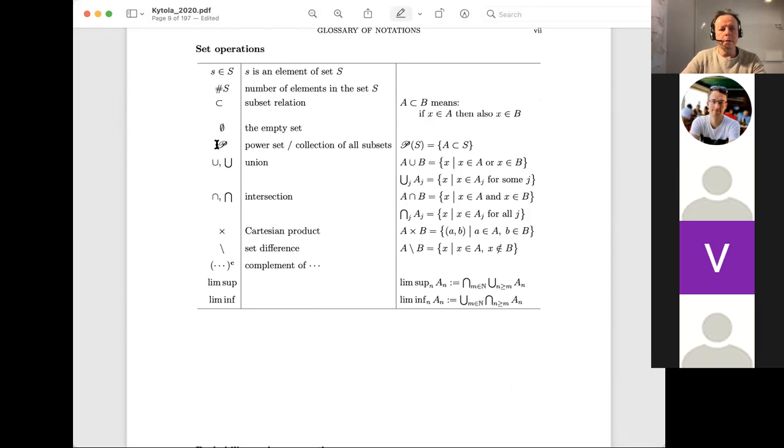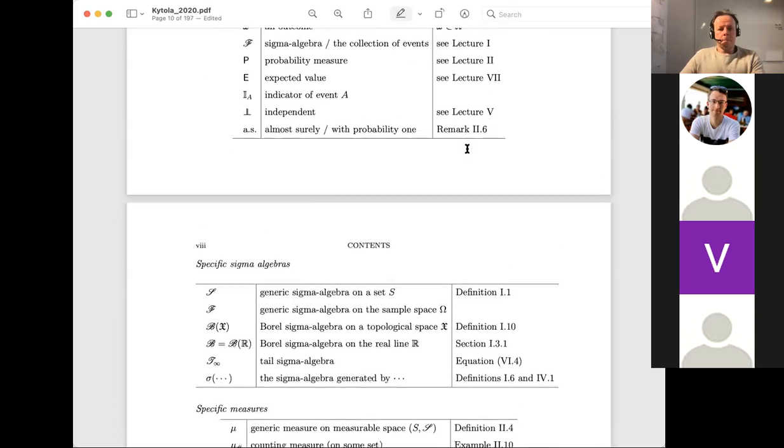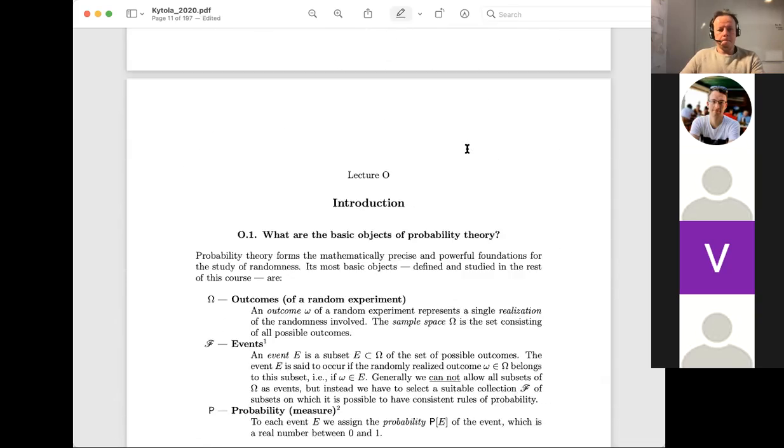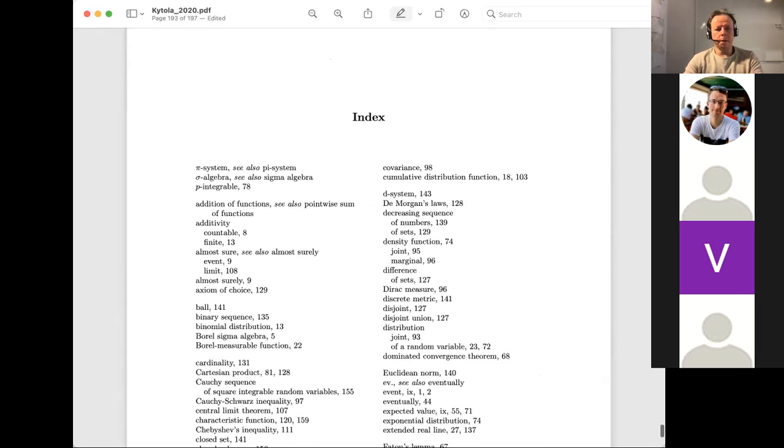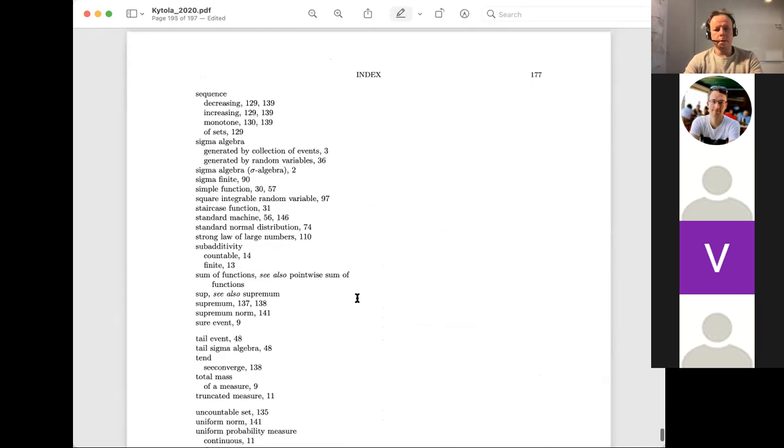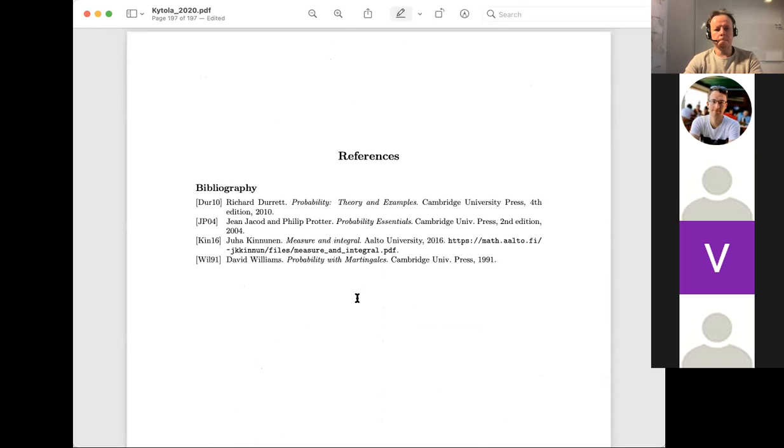And then there's set theory notation. This is important. So what is the power set? It's the collection of all sets. P for power. So that's the power set. And it's defined in this way. The power set of some set S is the collection of all subsets of S. And maybe in the end, there's also an index so you can browse with different topics.